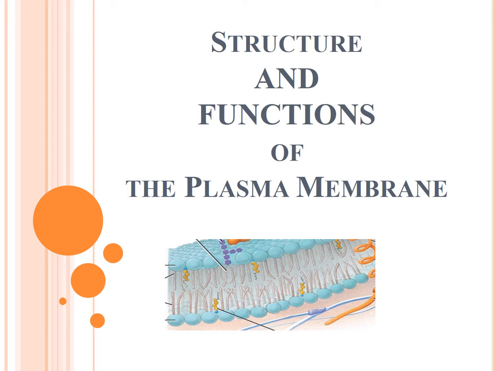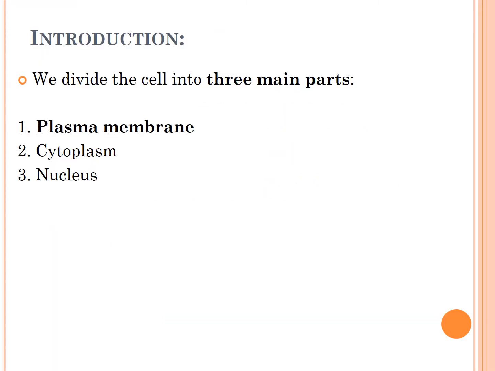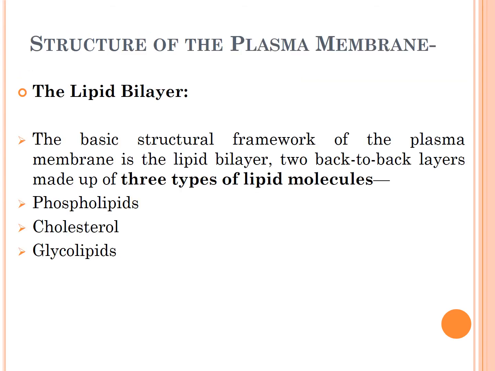Today's topic is structure and functions of the plasma membrane. First of all, structure of plasma membrane. There are three main parts of the cell. First, plasma membrane, second, cytoplasm, and third, nucleus. Now, structure of plasma membrane.